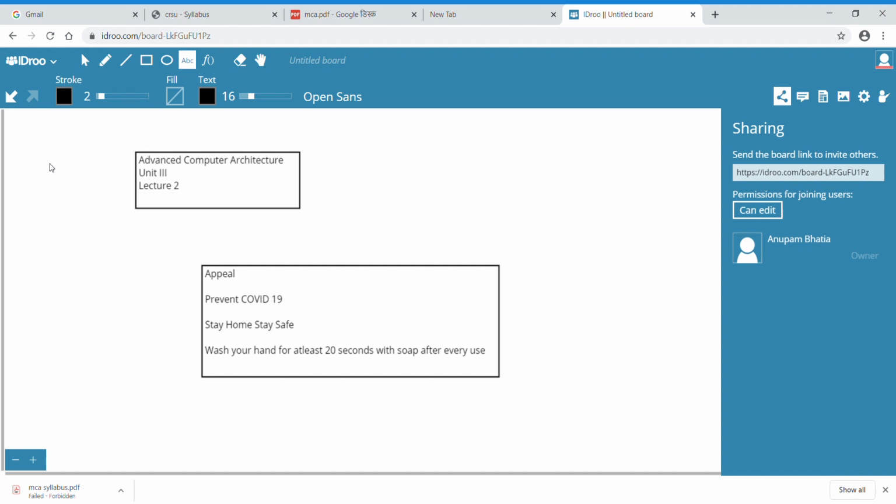Which we left yesterday, the Advanced Computer Architecture, Unit 3 of Lecture 2.